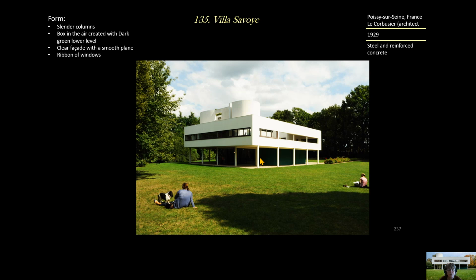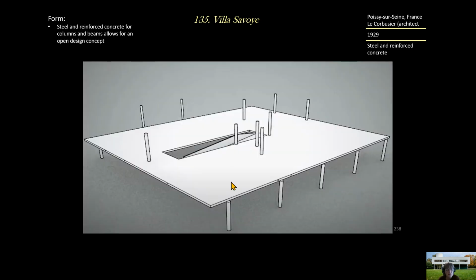Same thing here with the Villa Savoye with these real slender columns. It gets this box-like building up off the ground and gets humans here in the second and third level closer to this nature over here. A clear facade on all 4 sides and horizontal windows are components of this building. It's these steel and reinforced concrete columns that lift this building up off the ground.